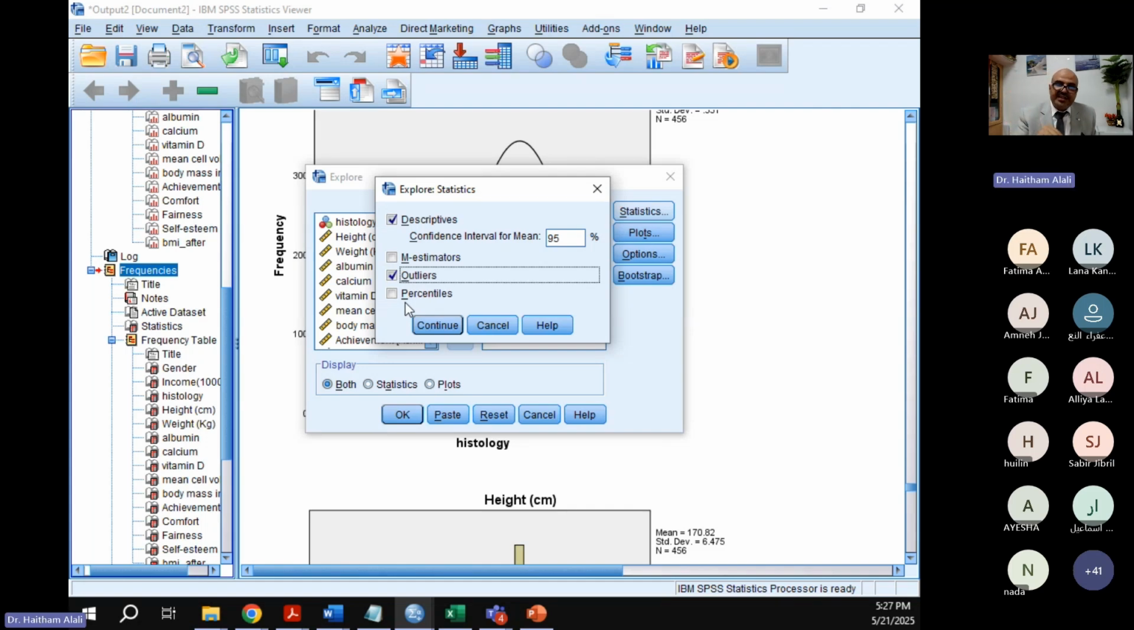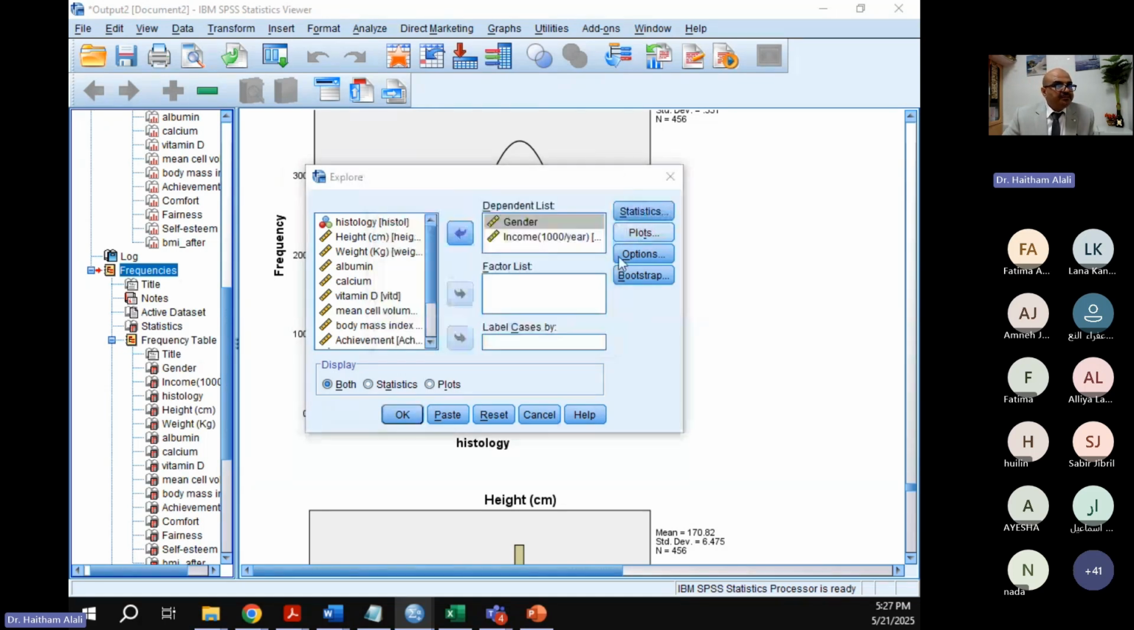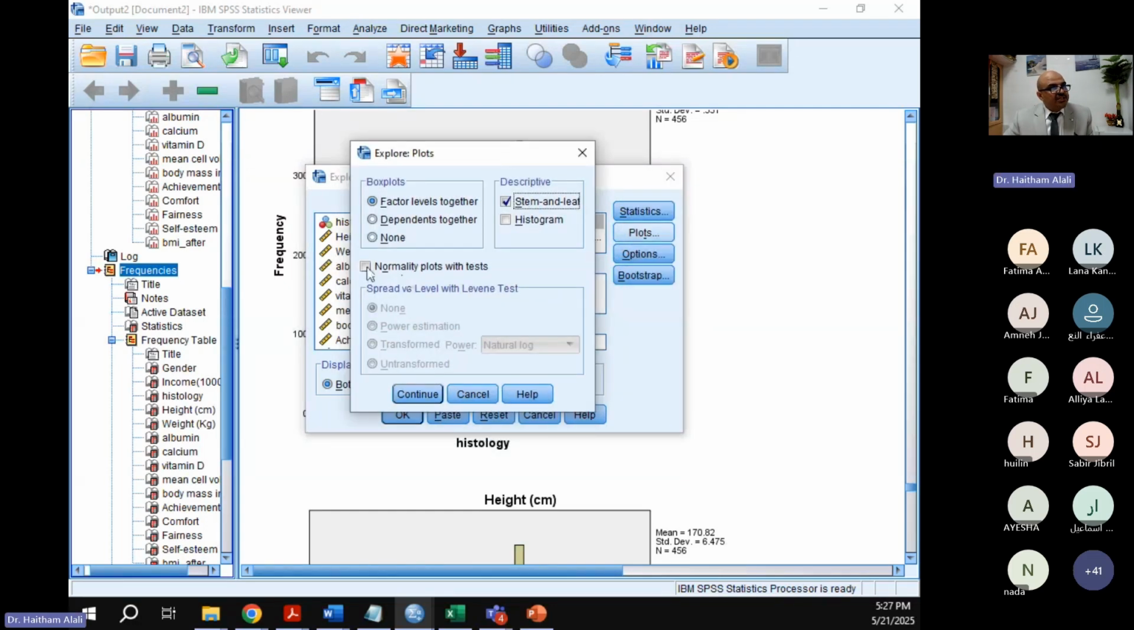Okay? If it's abnormal. Okay, guys? So outlier is important to check. Go to plots. And it is very important, guys. It is very important to check this box.